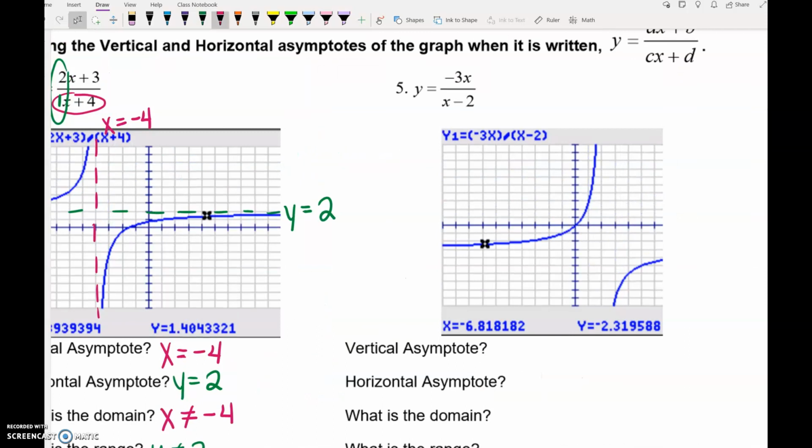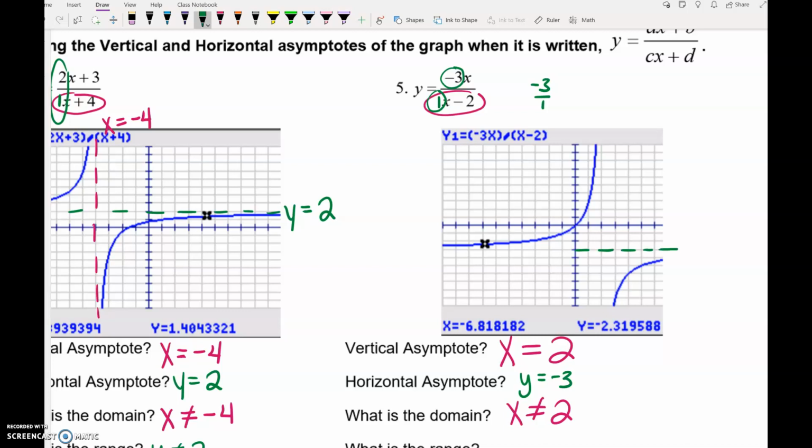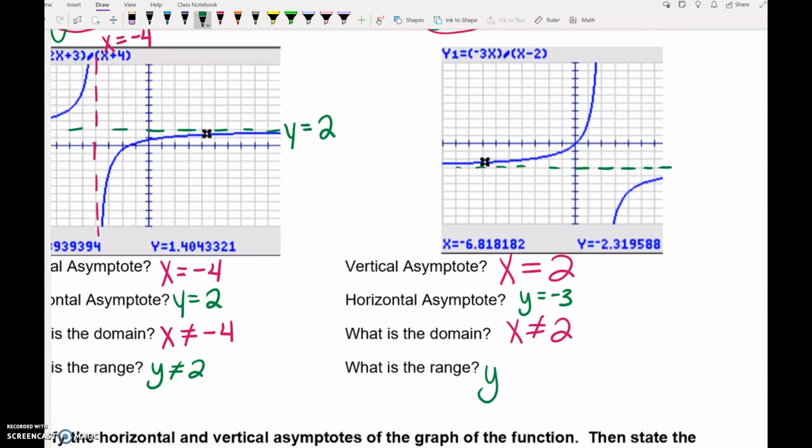Vertical asymptote. What number would make the bottom equal 0? +2, so our domain is x can't equal 2. For our range, there's a 1 in front of the x on the bottom. We do -3 divided by 1. So our horizontal asymptote is -3. And we can go in here and check. And yes, that looks like the horizontal asymptote. So y can't equal -3.